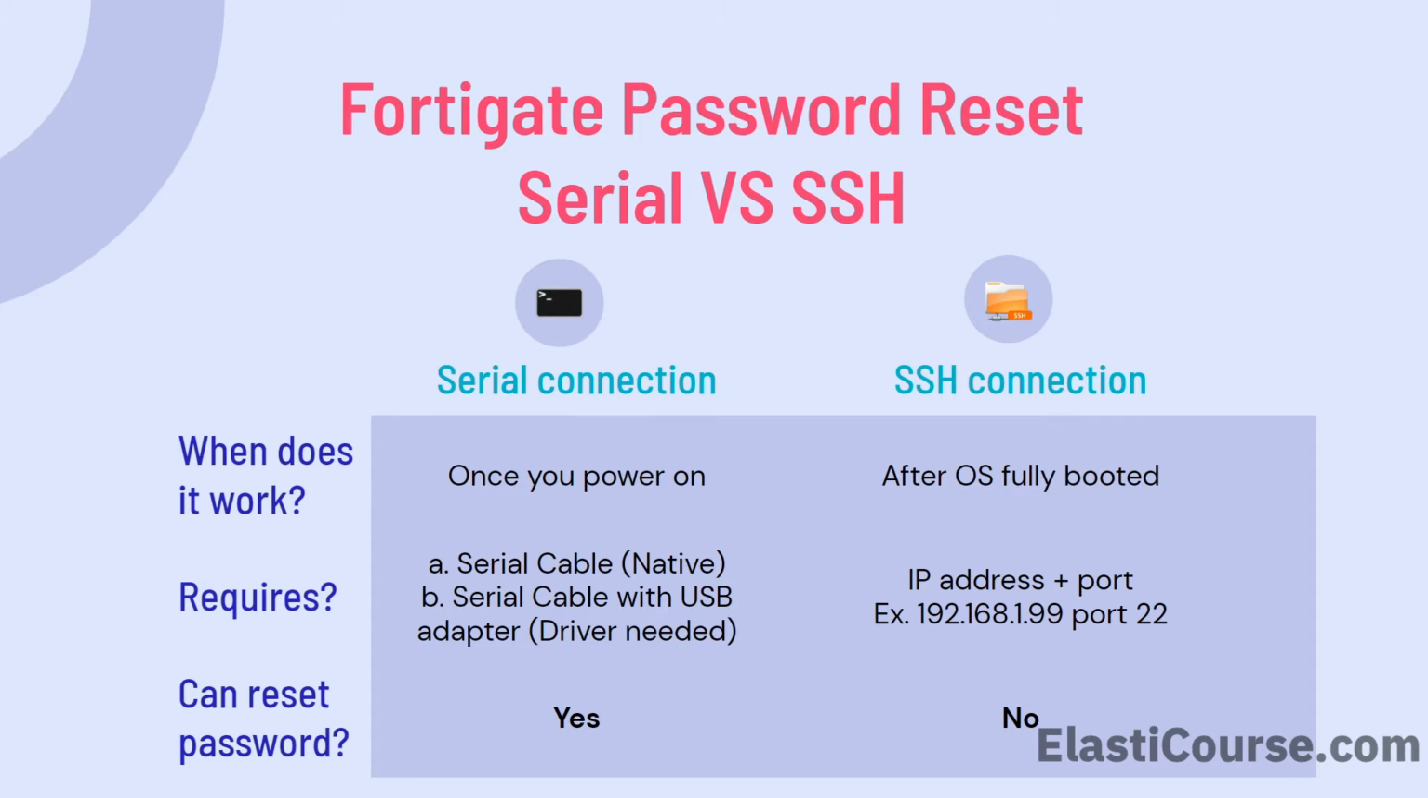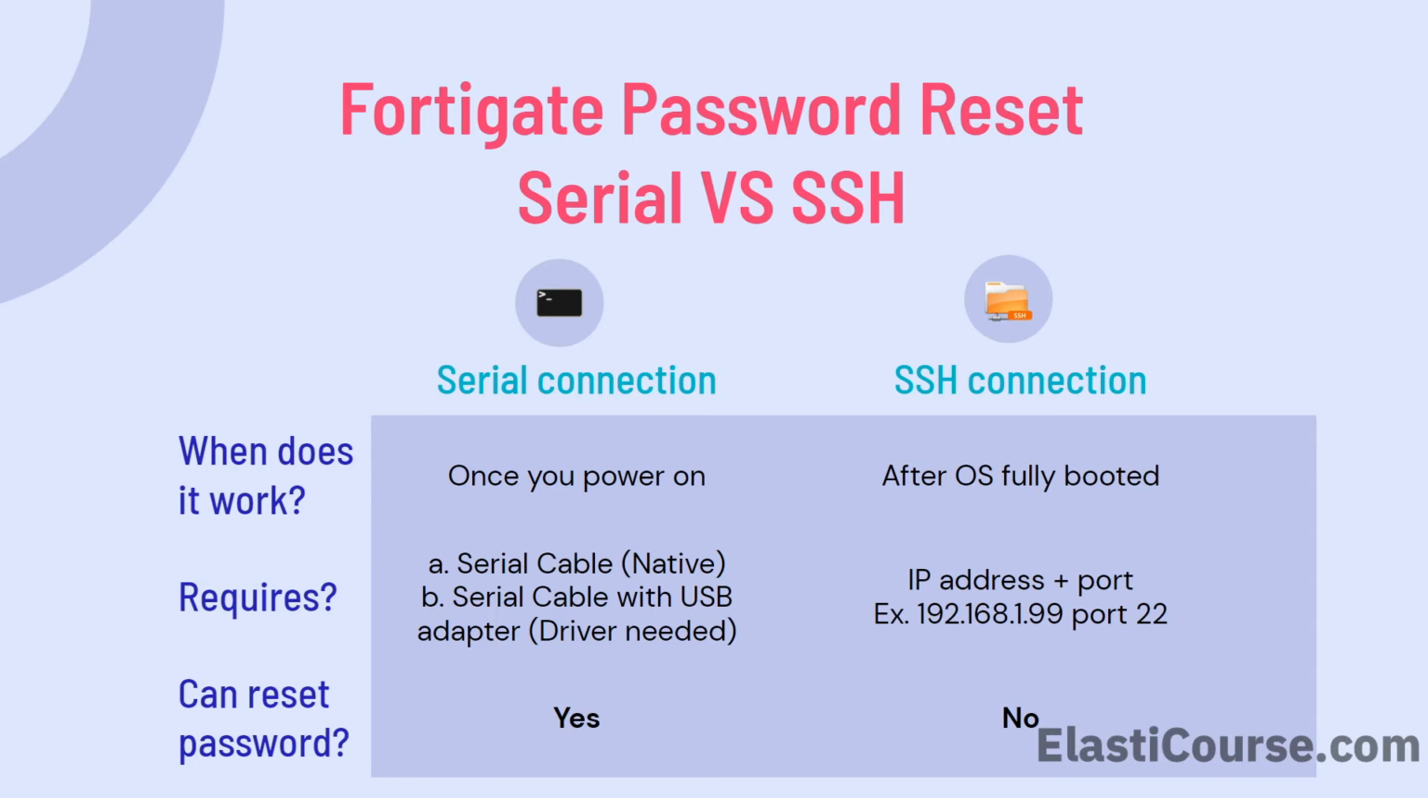versus the SSH, which only works after the operating system has been fully booted. So first, you have to go through the boot process, load your Forti operating system, assuming your Forti operating system is still working, and finally, the SSH daemon will be loaded. And then you will use your firewall IP address and the port that you assign to your SSH connection. By default, it's port 22, and then you will connect like that, but this will not allow you to change your password. That's why we will demonstrate the serial connection, and see how we can reset a forgotten Fortigate password.